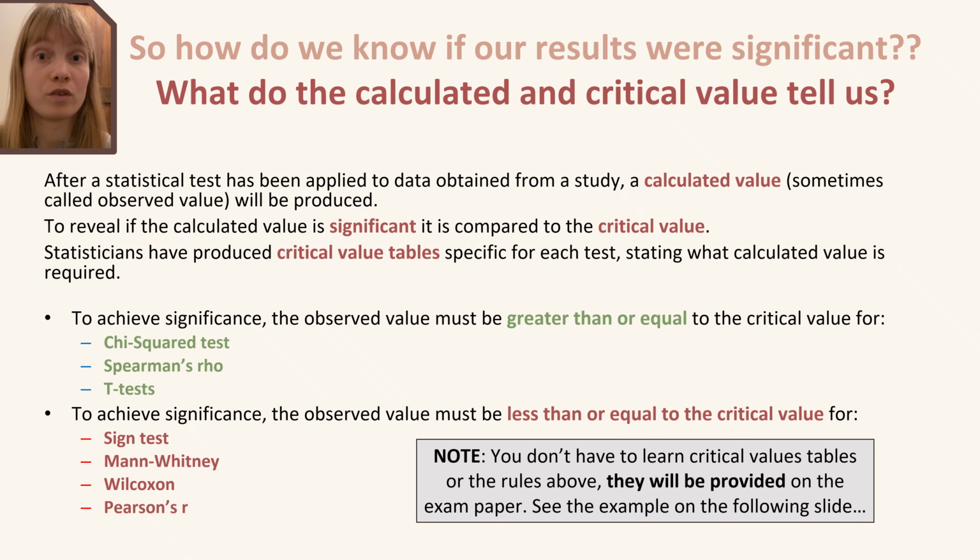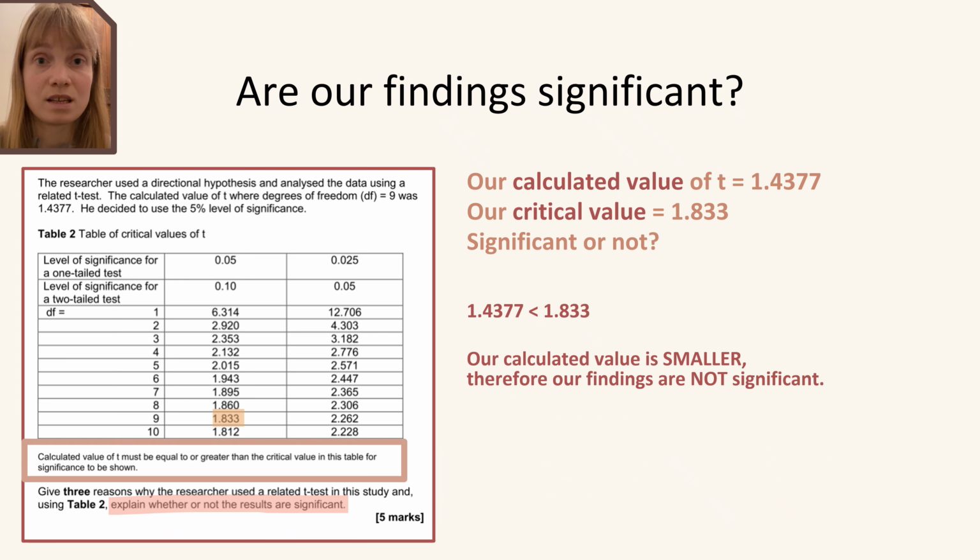How do we know if our results are significant then? We need to compare the calculated value to the critical value. For some tests, significance is achieved when the calculated value is greater than or equal to the critical value. For others, it's when the calculated value is less than or equal to the critical value. The exam paper will tell you which applies. You don't have to memorize the rules. For the t-test, the calculated value must be equal to or greater than the critical value.